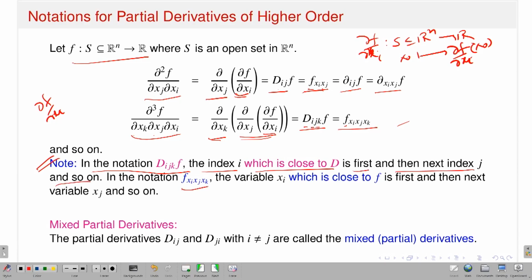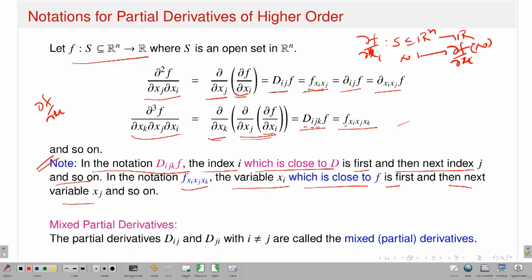In other words, in the notation f suffix xi xj xk, the variable xi which is close to f is first, and then the next variable xj, and so on and so forth. So just look at the notations, look at the suffix symbols. Whichever variable appears near to d, you perform the partial derivative of your function with respect to that variable first, and then you go to the next one. Then you perform the partial derivative with respect to that variable, but remember you have to take the partial derivative of the function del f del xi, and so on and so forth.